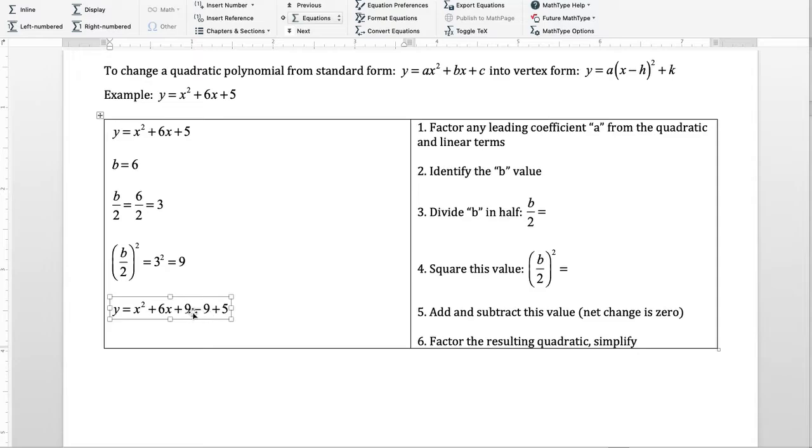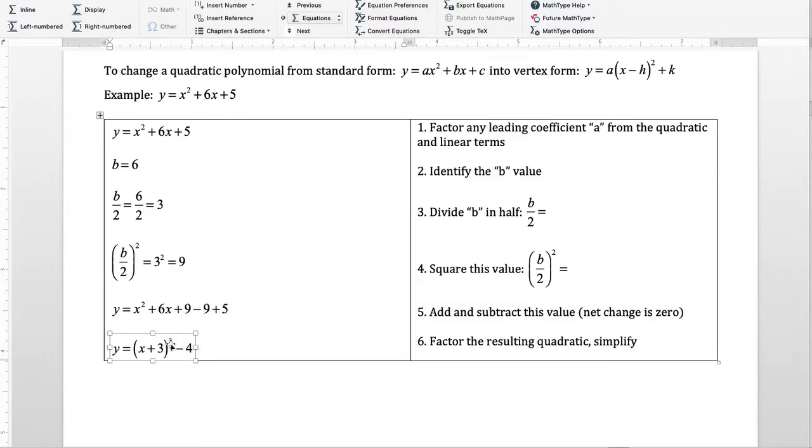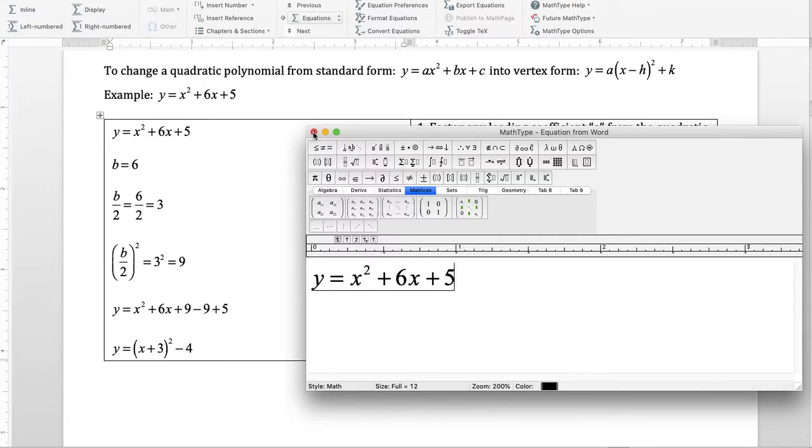You say, why are we going to do that? Well, what's happening here is that we're changing nothing. We have added 0 to our equation. But by adding 0, these first 3 terms, x squared plus 6x plus 9, are now a perfect square trinomial. So we're going to take those 3 pieces and factor them, giving us x plus 3 squared. The remaining bits we simplify. We have negative 9 plus 5, which gets us negative 4. So what's happened is we've taken the standard form up top and turned it into vertex form.